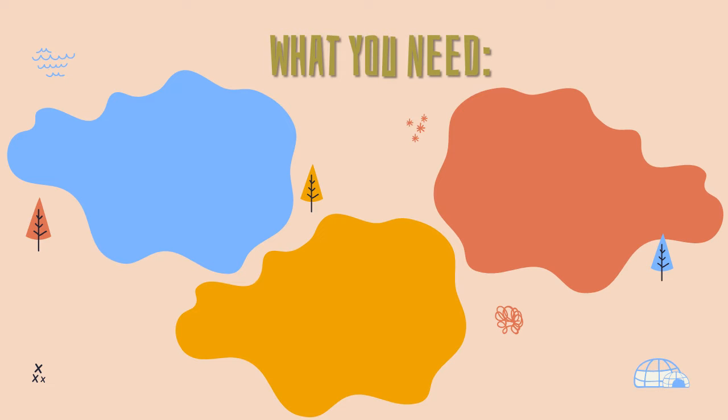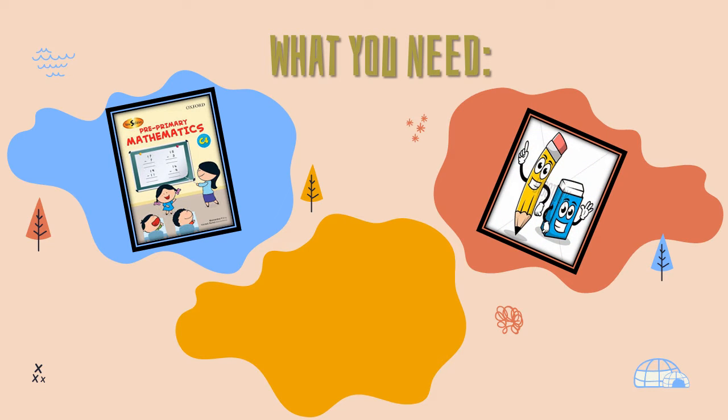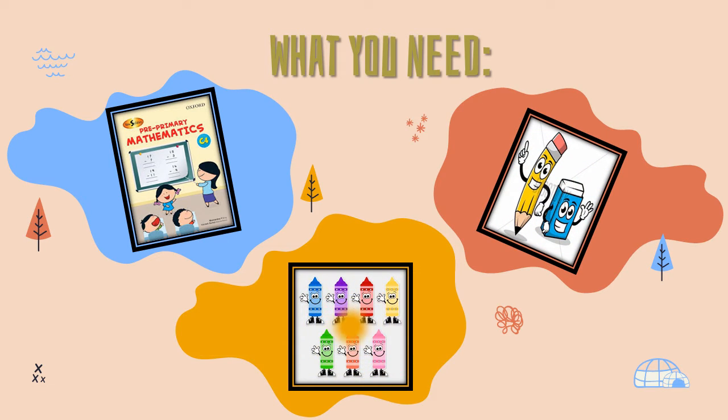What do you need for today's lesson? Look at my screen. The first one is your maths workbook C4. Then one pencil and eraser, and some colors. Make sure you have all these things near to you so that you can do your work easily.